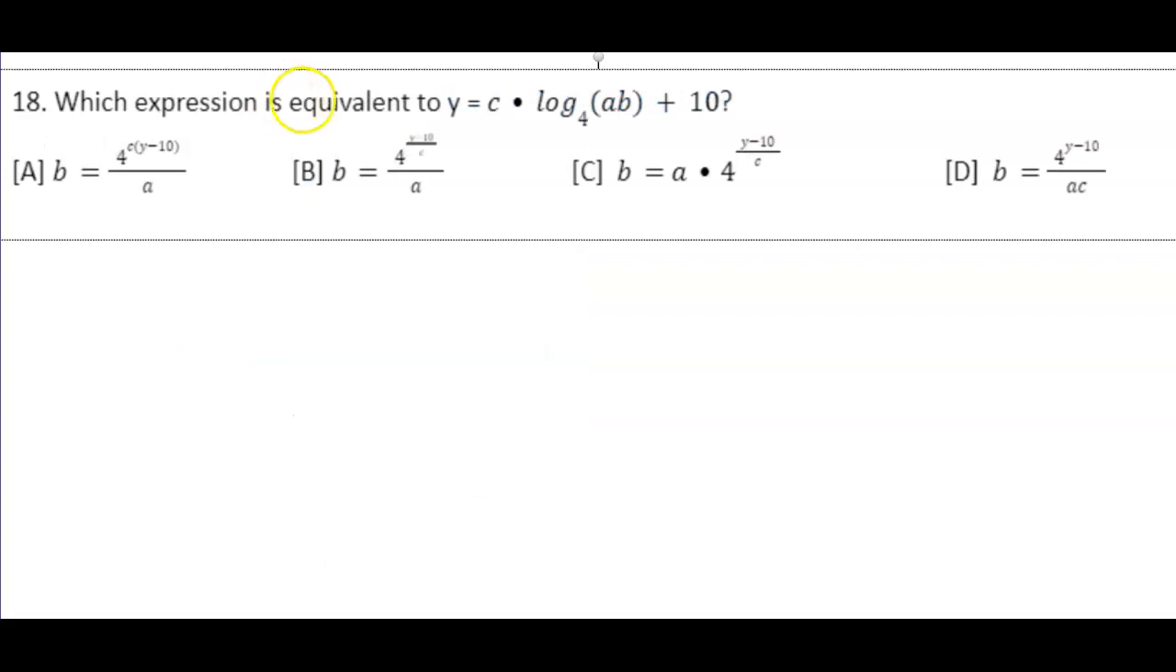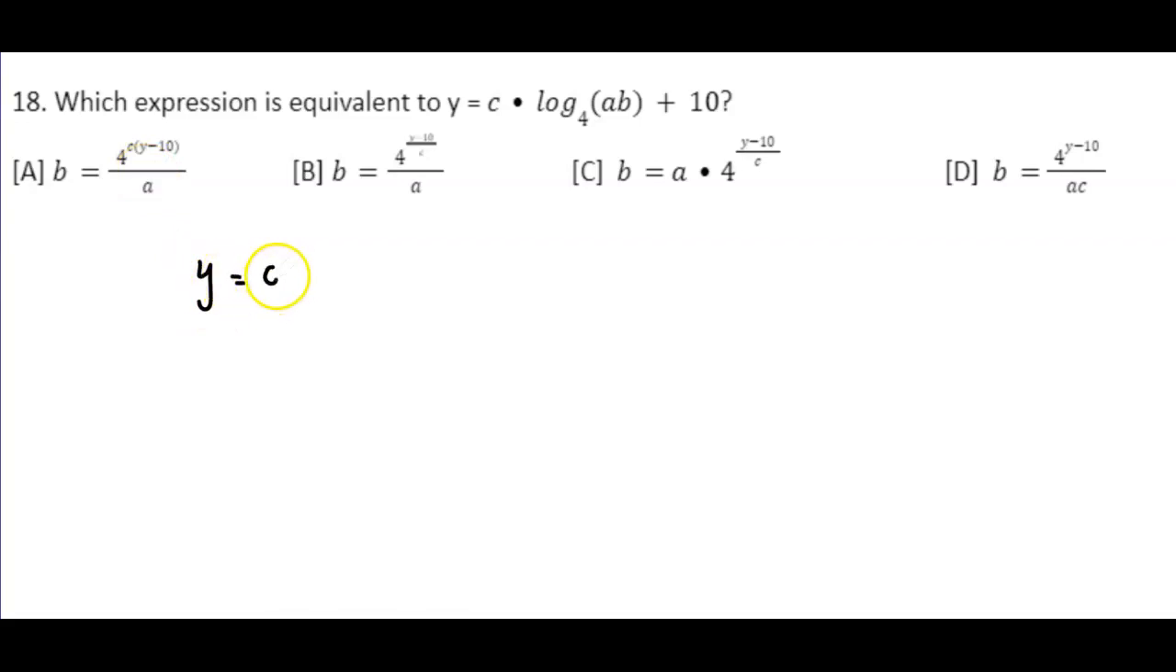All right, we are trying to find an equivalent expression for the one given. Now look at your choices. All of them are solved for b, so that's your clue that you need to solve for b in this equation. So we're starting with y equals c times log base 4 of ab plus 10. We want to solve for b, which means everything else needs to go to the other side so I can convert this log and eventually solve for b.